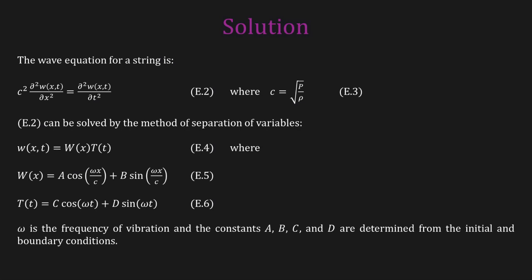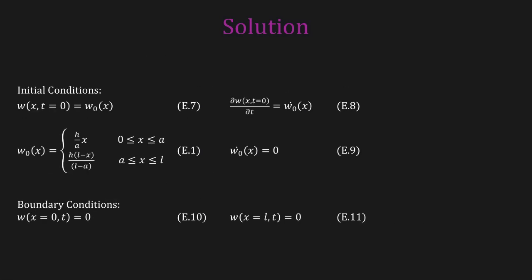Omega is the frequency of vibration, and the constants A, B, C, and D are determined from the initial and boundary conditions. Looking firstly at the initial conditions, we have w of x at time equals 0, and that is going to equal w0 of x, and that is our initial displacement, and it was given in the problem statement, so we don't have to worry about that. And then we have the derivative of w at time equals 0 with respect to time, and that is going to be equal to our initial velocity, which in this case equals 0.